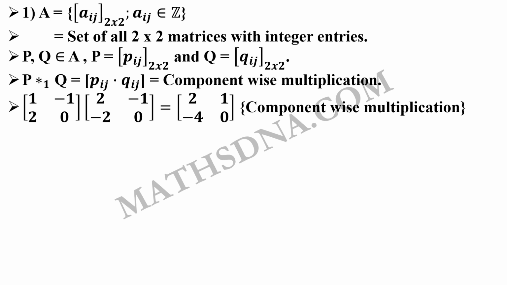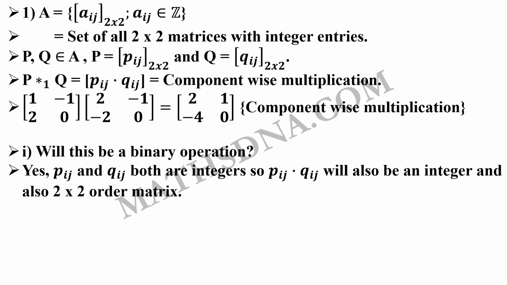So we have our set, we have our operation. Now we have to check four things: whether it is a binary operation or not, if yes, is it associative, is it commutative, and what is the identity element if it has one. Starting with the binary operation, clearly it will be a binary operation because if we multiply any two integers, the result will also be an integer, and it will again give you a 2 cross 2 matrix. So Pij into Qij will also be an integer, and thus you will get a binary operation. So the first one is correct.